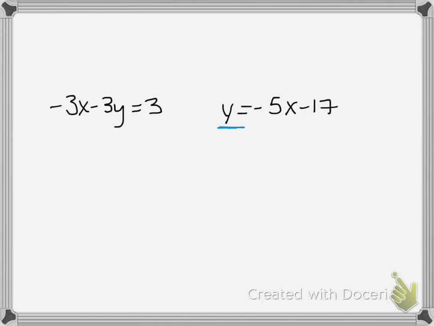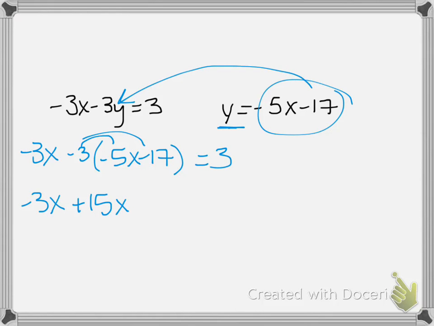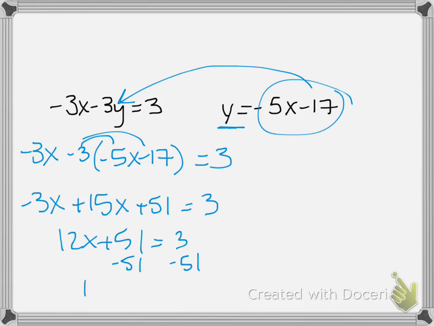Okay, y is by itself in this, so I'm going to put this in for y, and I'm going to put it in with parentheses. So negative 5x minus 17 is equal to 3. Distribute negative 3, so I got negative 3x. Negative 3 times negative 5 is a positive 15x. Negative 3 times negative 17 is positive 51. Negative 3x plus 15x is 12x. Subtract 51, so 12x equals negative 48. Divide by 12. So we got x to be negative 4.